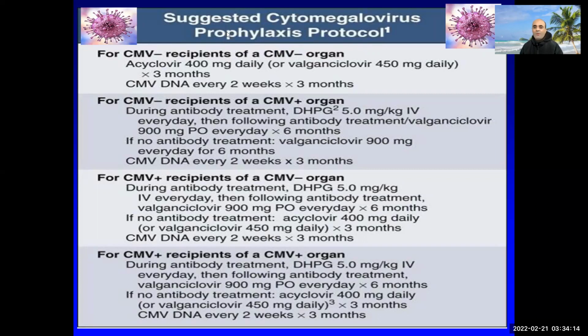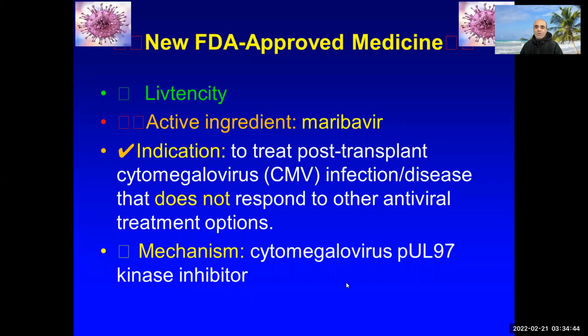Cytomegalovirus CMV prophylaxis protocols. If both are negative, just acyclovir you can give. If the recipient is CMV negative and the donor positive, give for 6 months, valganciclovir 900 BID or daily according to GFR. Positive recipient, negative donor, we can give for 3 months, especially if the patient will receive ATG. If both positive, we can give for 3 months, especially if the patient also receives ATG.